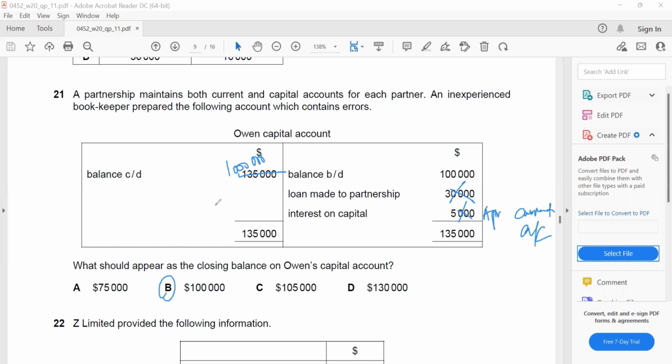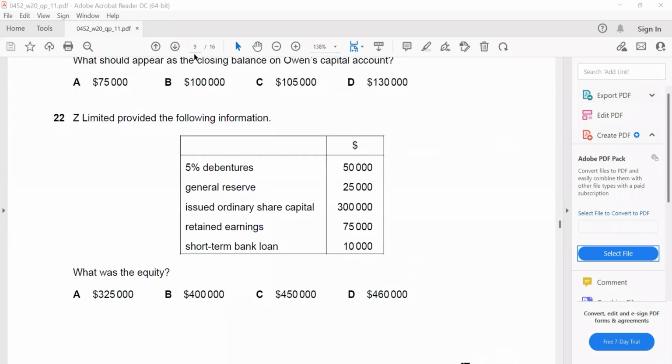Okay, now let's continue. Question 22. Z Limited provides the following information. 5%. What was the equity? So the equity section under the company account. This is a non-current liability. This one, general reserve, issued ordinary share capital, retained earnings, this is the equity section.